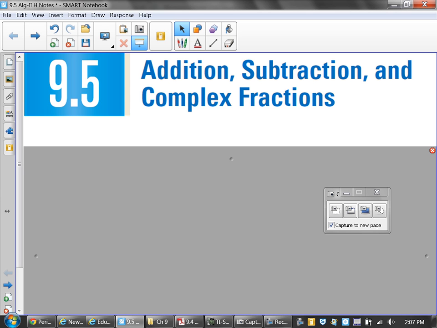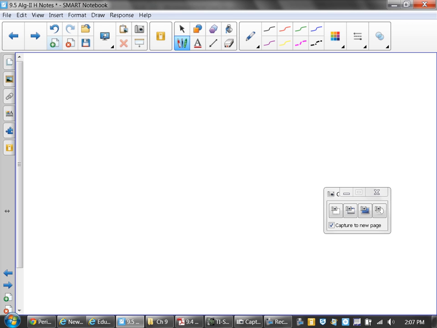In order to add and subtract a fraction, you've got to have common denominators. So if we're going to add and subtract fractions, if I have 2/3 plus 1/3, do I have the same denominator? I do. Since I have the same denominator, I always just write that down. I don't change anything.